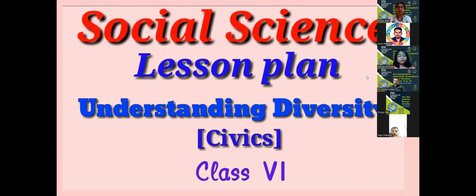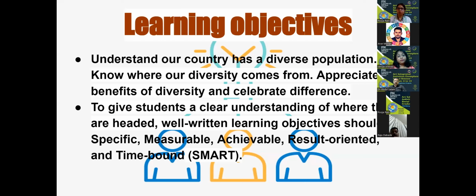So for the social science lesson plan, I have taken grade 6, understanding diversity. Let's see. So the learning objectives are: understand our country has a diverse population, know where our diversity comes from, appreciate the benefit of diversity and celebrate difference, to give students a clear understanding of where they are headed. Well written learning objectives should be specific, measurable, achievable, result oriented, time bound. We can use the word SMART when we are planning our learning outcome. So SMART is for specific, measurable, achievable, result oriented, and time bound, because we are under time limitation.